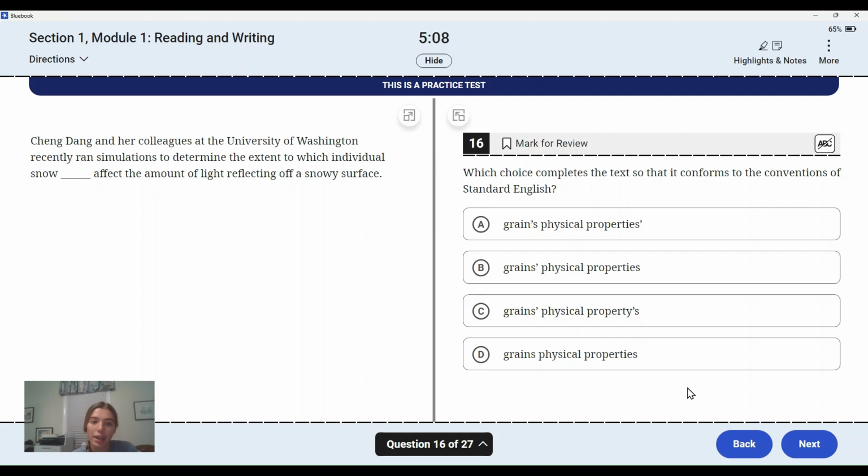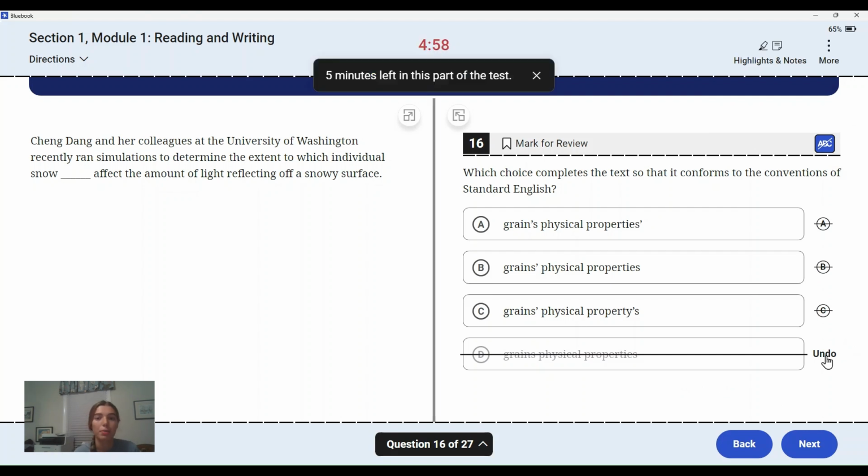Well, looking at the answer choices, we can eliminate one in this type of problem. We can take that one off because obviously there is some amount of ownership going on here. So it couldn't be that one. So let's try to read it within the context of this situation. If you're talking about a single snow grain, the extent to which individual snow grains, okay, that immediately is what stops me. Because if you're talking about a singular snow grain, then you're going to want to say the extent to which an individual snow grain's physical properties. So it has to be plural snow grains in order to make sense there.